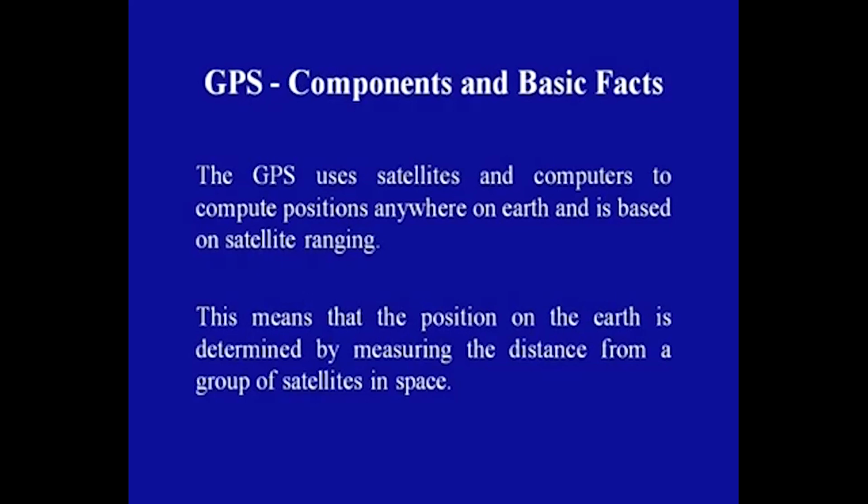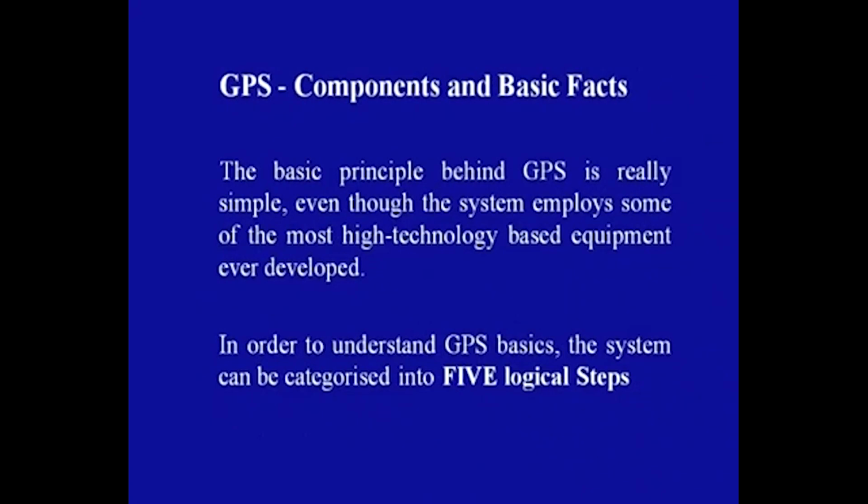With this, let us look at some of the GPS components and the basic facts which are involved in GPS technology. The GPS uses satellites and computers to compute position anywhere on the earth and is based on satellite ranging. This means that the position on the earth is determined by measuring the distance from a group of satellites in space. The basic principle behind GPS is really simple, even though the system employs some of the most high technology based equipments ever developed. In order to understand GPS basics, the system can be categorized into 5 logical steps.